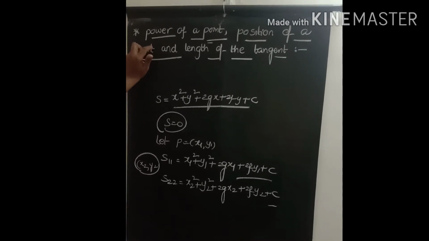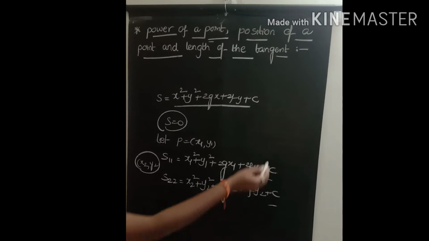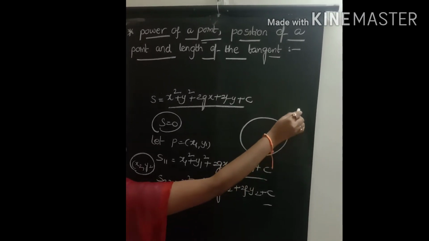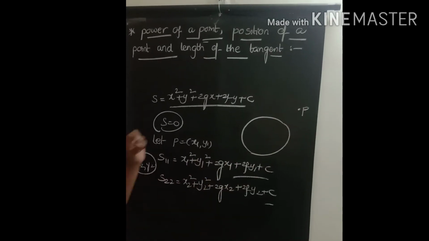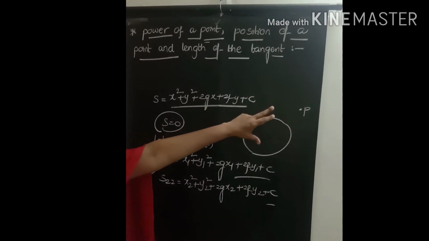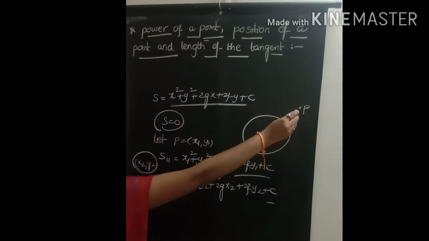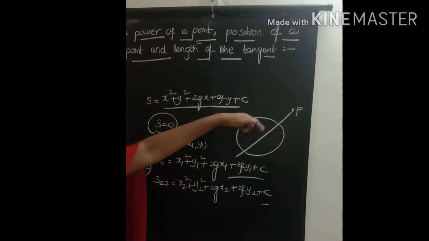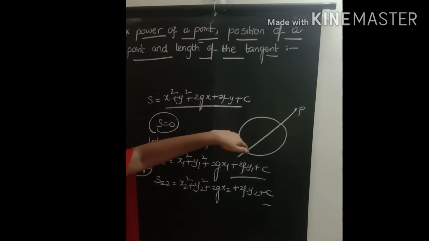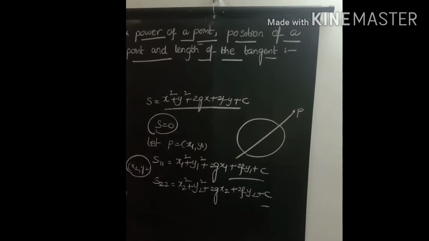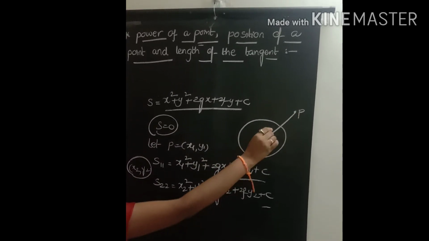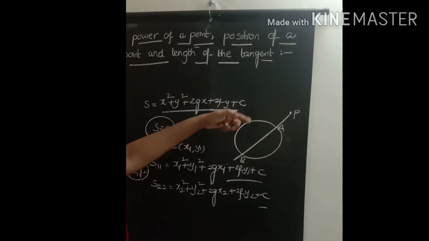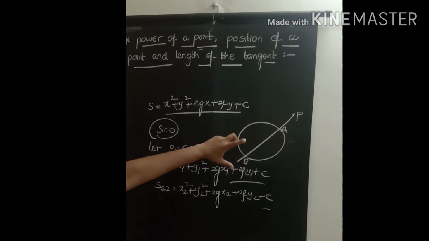Next, power of the point. Power of the point means, for example, first we take one circle here. This is the circle and P is any external point. We take any point outside of the circle. Now we are drawing one chord from P to the circle. Chord means the line passing through any 2 points of the circle is called the chord of the circle. Suppose the chord cuts the circle at the points A, B.